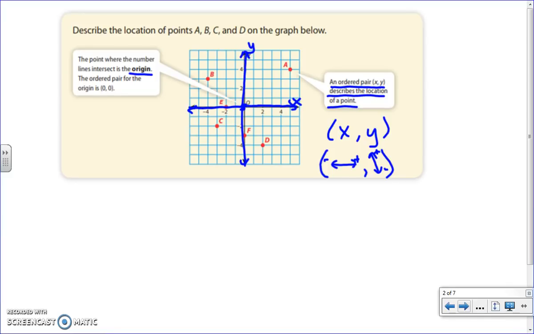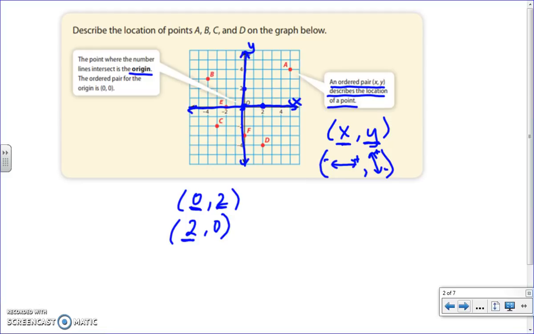Some of the most confusing points are when we have a 0 included in our coordinates. It's very important to keep in mind that the x value comes first and the y value comes second. In this case, we would move left and right 0, up and down 2, so it would be that point right there. And in this case, we'd move left and right 2, up and down 0. It would be on the x-axis.